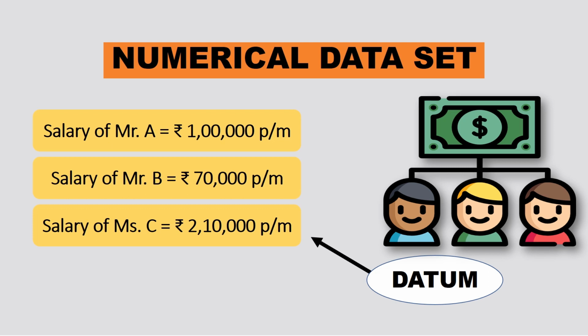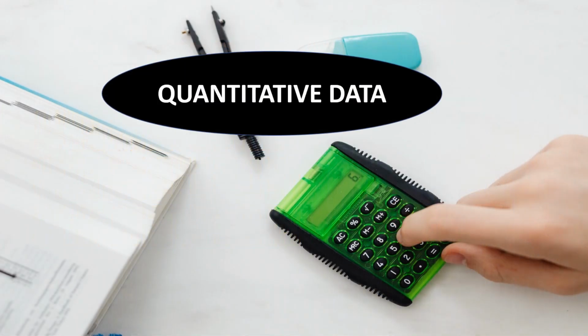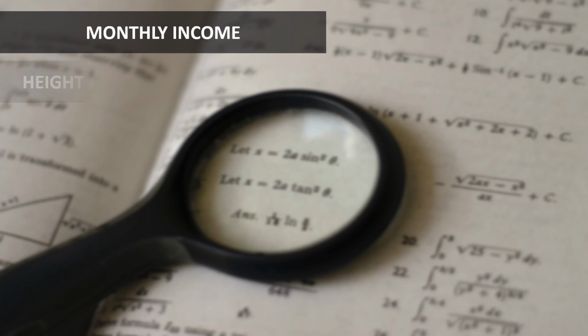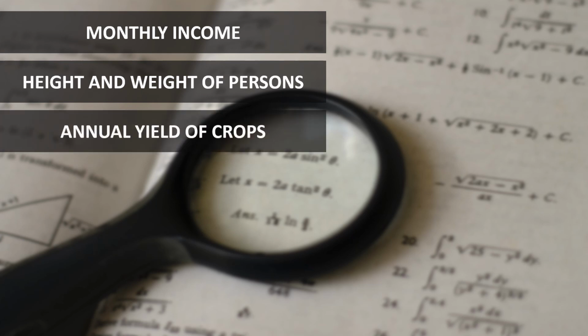It can also be called quantitative data. And when something is quantitative in nature, we can perform arithmetic operations on it. All kinds of arithmetic operations we can perform. We can add, subtract, multiply, divide, whatever you can think of, on these kinds of data sets. If we take examples of a numerical data set, maybe the monthly income of the managers, or the height and weight of class 7 students, or the annual yield of crops in a particular state. All these kinds of information will be numerical data sets, right?